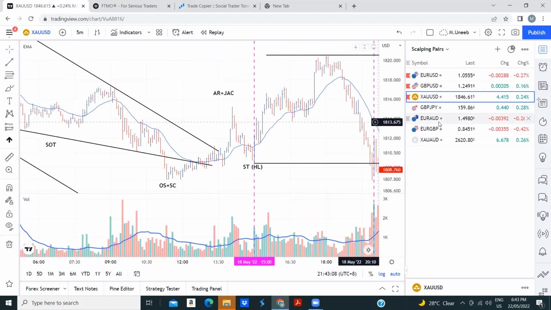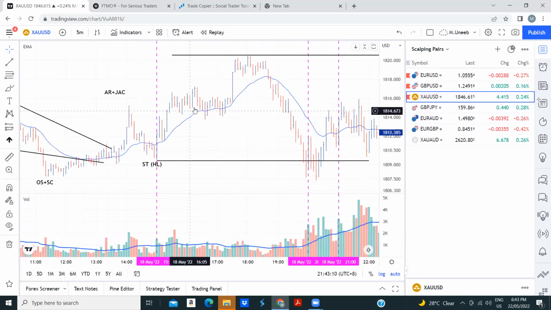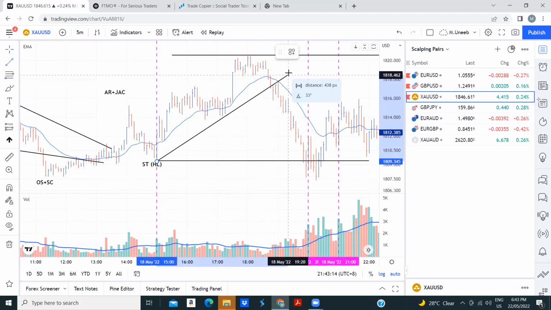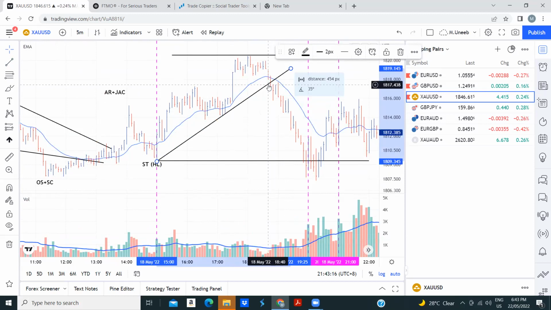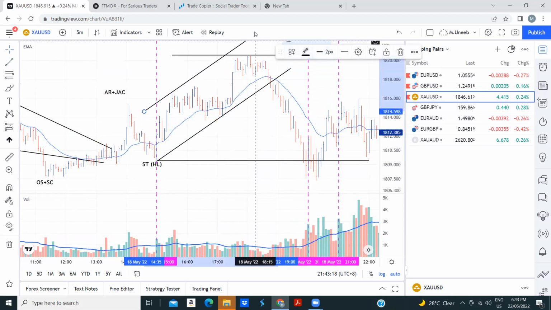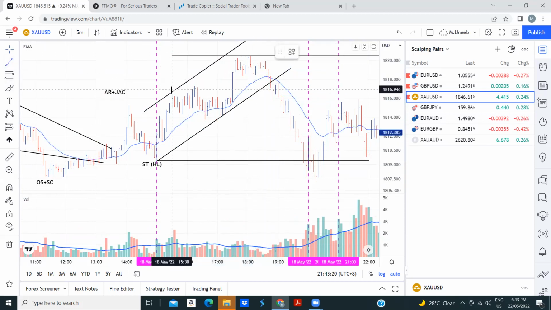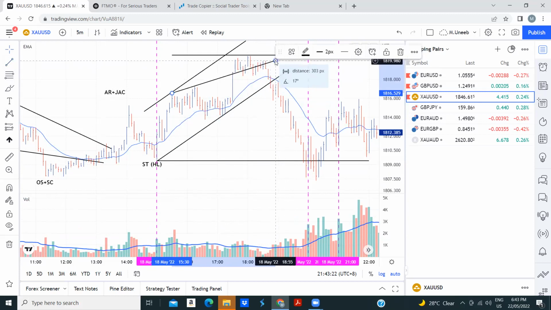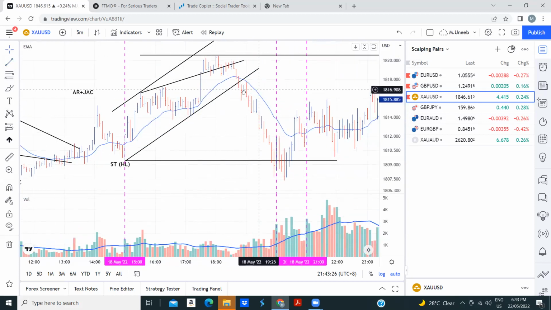Okay. All right. Now, can we draw the structure from here to here? Yes, we can draw the structure. High and low, right? This is the first structure. And we also have a shortening of thrust here. We join these two. So this is oversold, right? Oversold, second test.